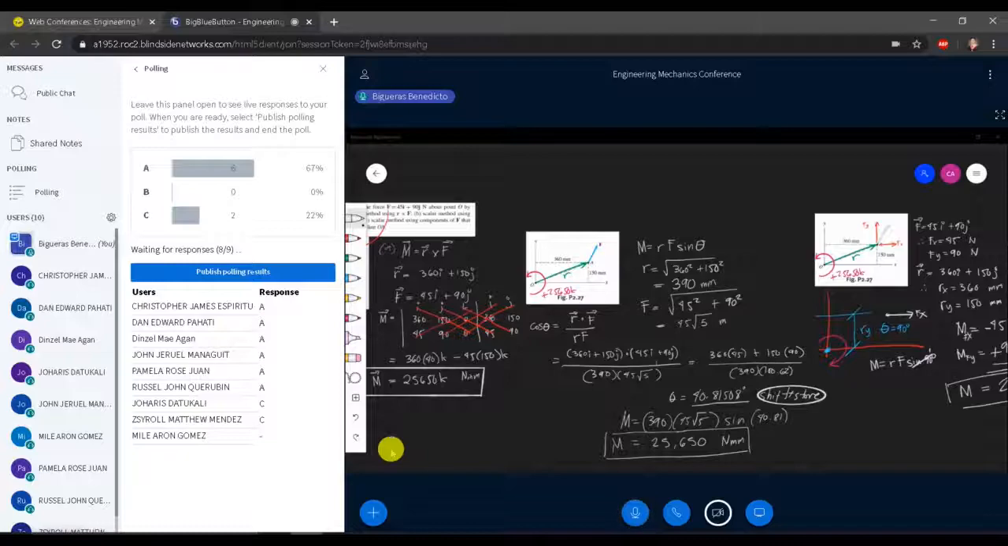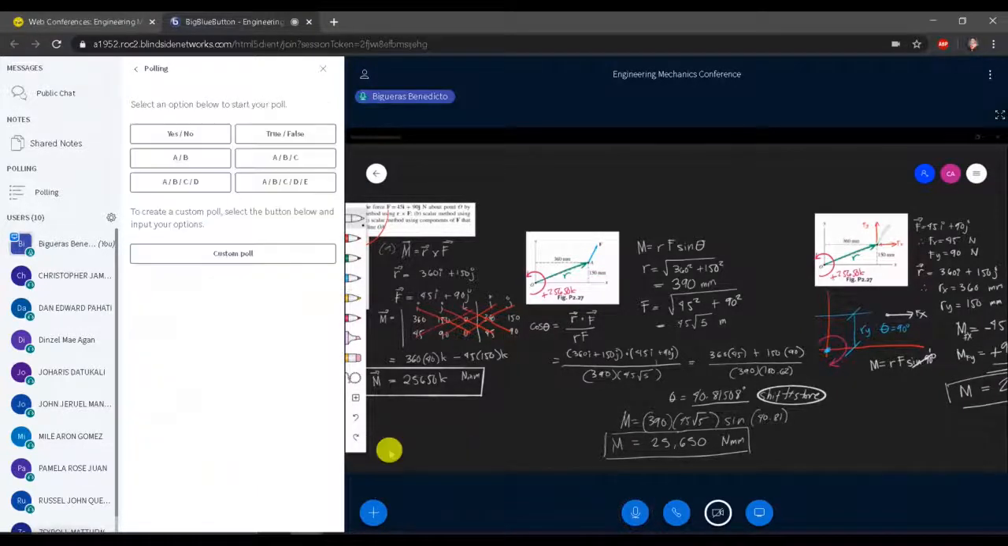So, sa part 3, medyo mas same types of problem, pero medyo mas mataas na level. So, may question pa ba tayo? Meron pa bang question?